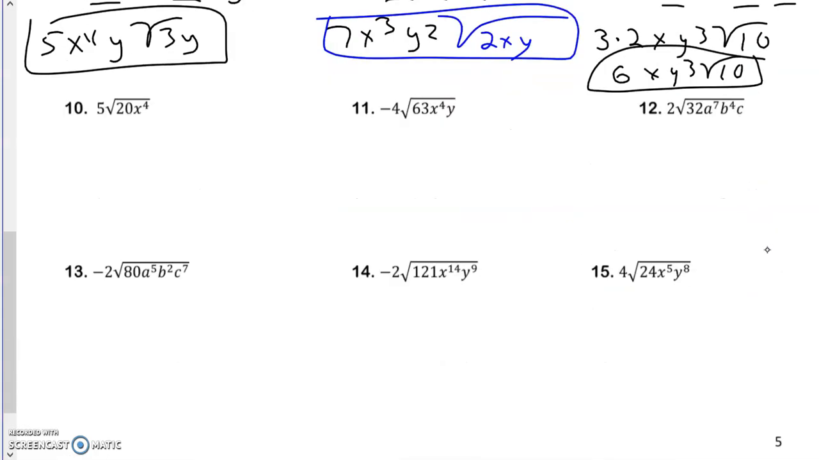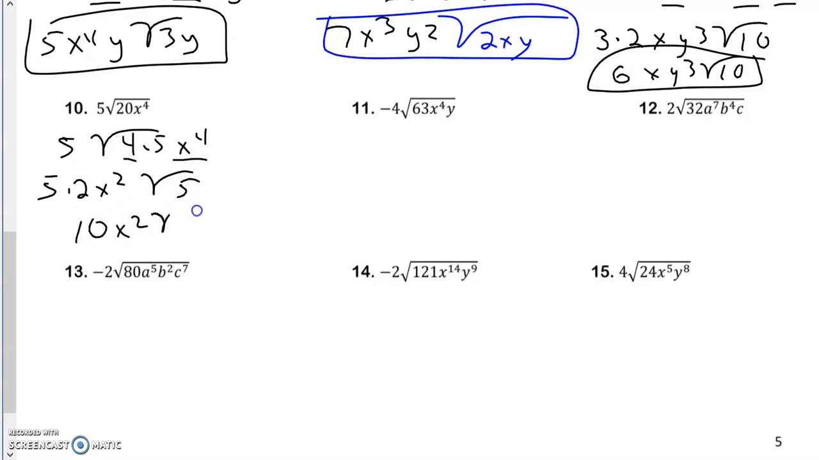Taking a look at the next one, got to find the biggest perfect square, so it's 5. And then I do 4 times 5, x to the 4th. And 4 is the perfect square, so I know it's going to be 5 times 2. 4 divided by 2 is 2. I'm going to leave that 5 underneath, so my answer would be 10x to the second, square root of 5.